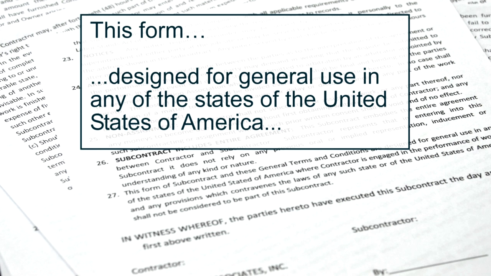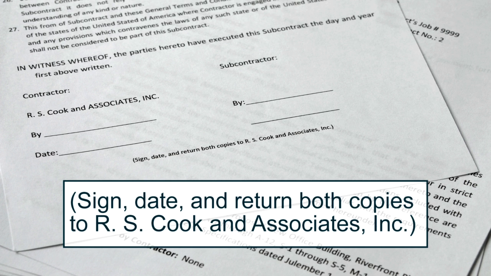And then paragraph 27, this form of the subcontract and these general terms are designed for general use in any of the states. But if there is a law or some regulation that is contrary to it, then the law or the regulation of the state is obviously going to govern. Now, let me tell you, and again it says, sign, date, and return both copies to R.S. Cook & Associates, Inc. If any changes were made to that, we had to take it, eliminate those changes, send it back, and have it re-signed.